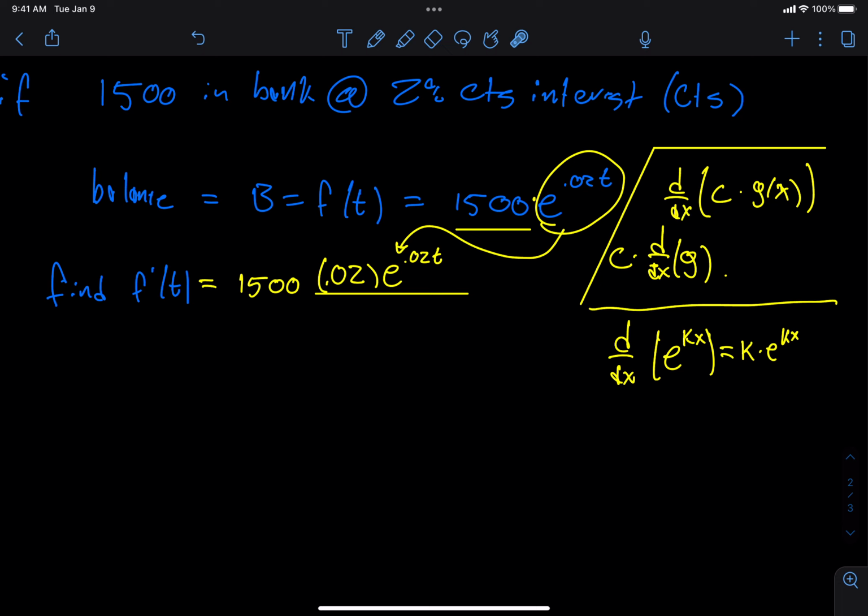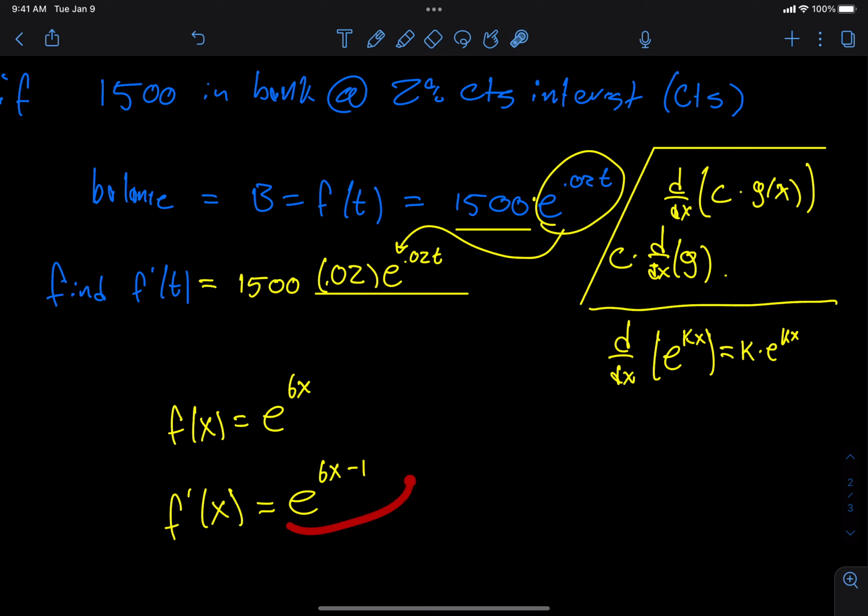All right, so just one final comment on this. I find there's a strong desire for some students, when they see f of x equals e to the 6x, to write that the derivative of this, of course, should be 6 e to the 6x minus 1, right? So this is actually not correct for the following reason.